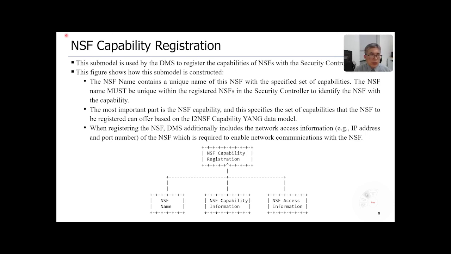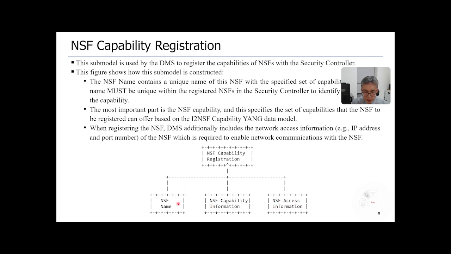This is the NSF capability registration sub-model. This sub-model is used by the DMS to register the capabilities of NSFs with the security controller. Basically, the NSF capability registration consists of the NSF name, NSF capability information, and NSF access information.